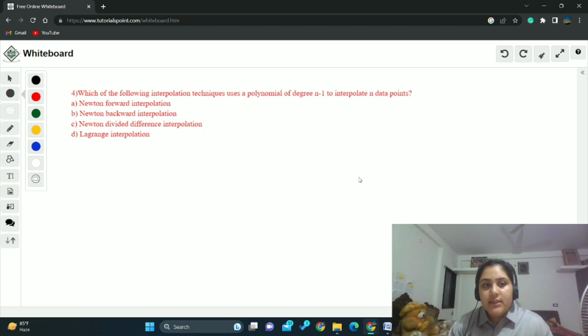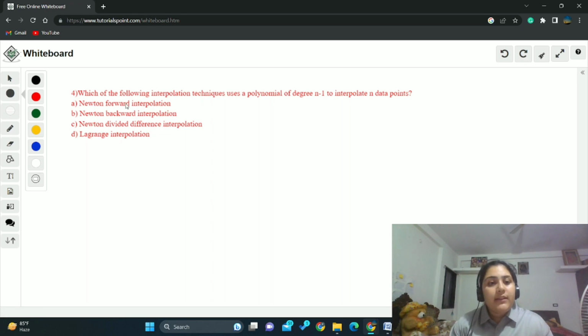The fourth question is, which of the following interpolation techniques uses a polynomial of degree n minus 1 to interpolate n data points? The options are Newton forward interpolation, Newton backward interpolation, Newton divided difference interpolation, and Lagrange interpolation.